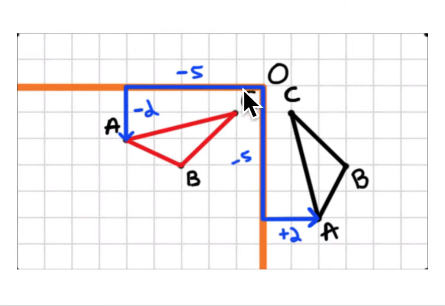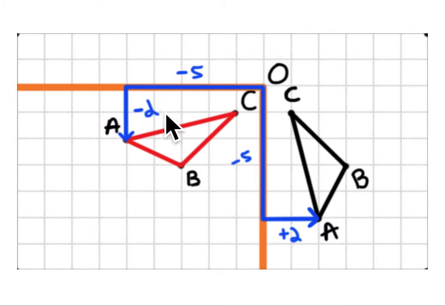So this is 5 units along the x-axis. 1, 2, 3, 4, 5. And it is 2 units in the direction of rotation. So that direction in this case is counterclockwise. So it's 5 units this way and 2 units this way.